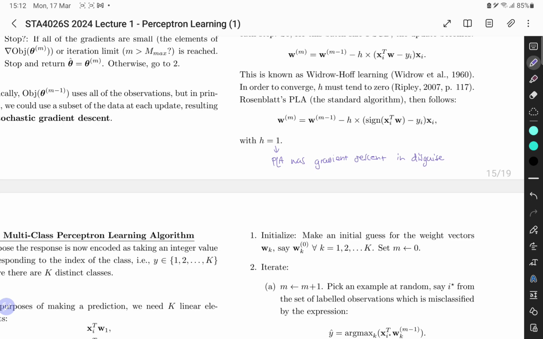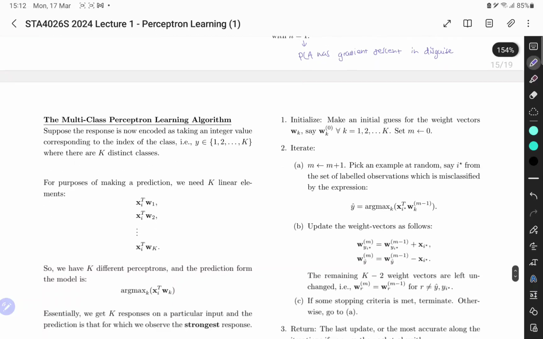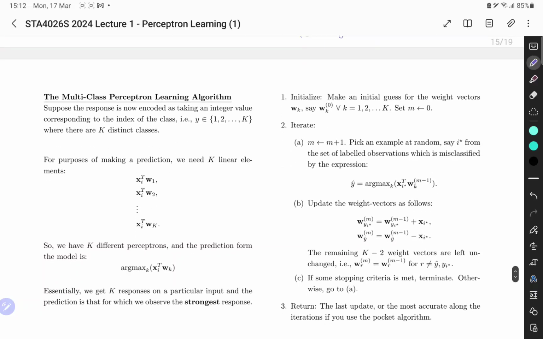Yeah, we've got a multi-class perceptron learning algorithm. That's what it looks like. You're welcome to read this. Don't worry, you don't need to know this. But yeah, okay. Now I can show you finally my video.